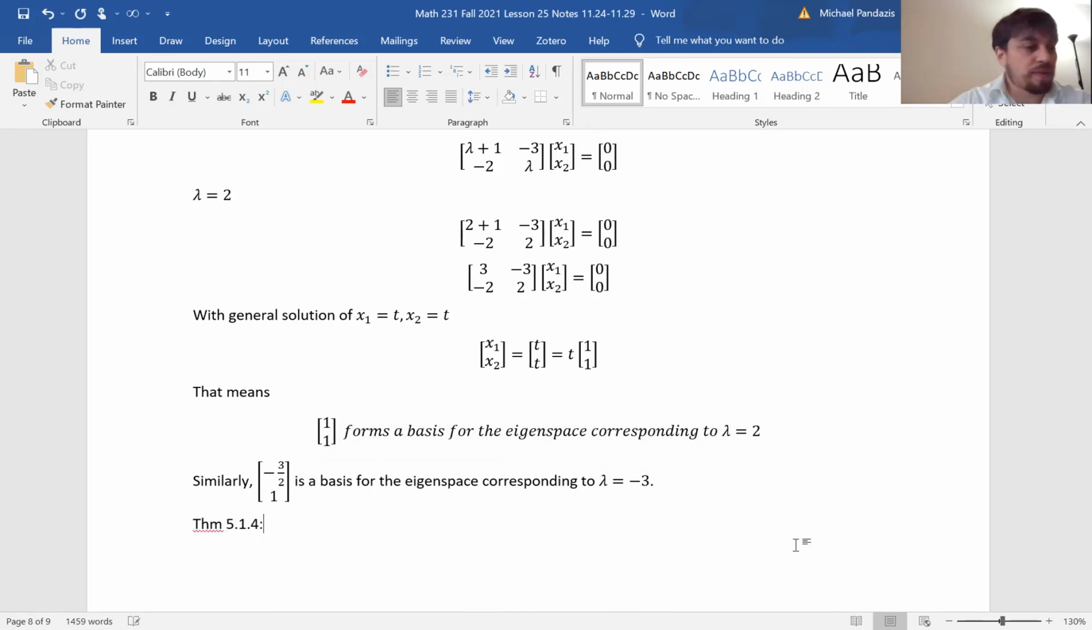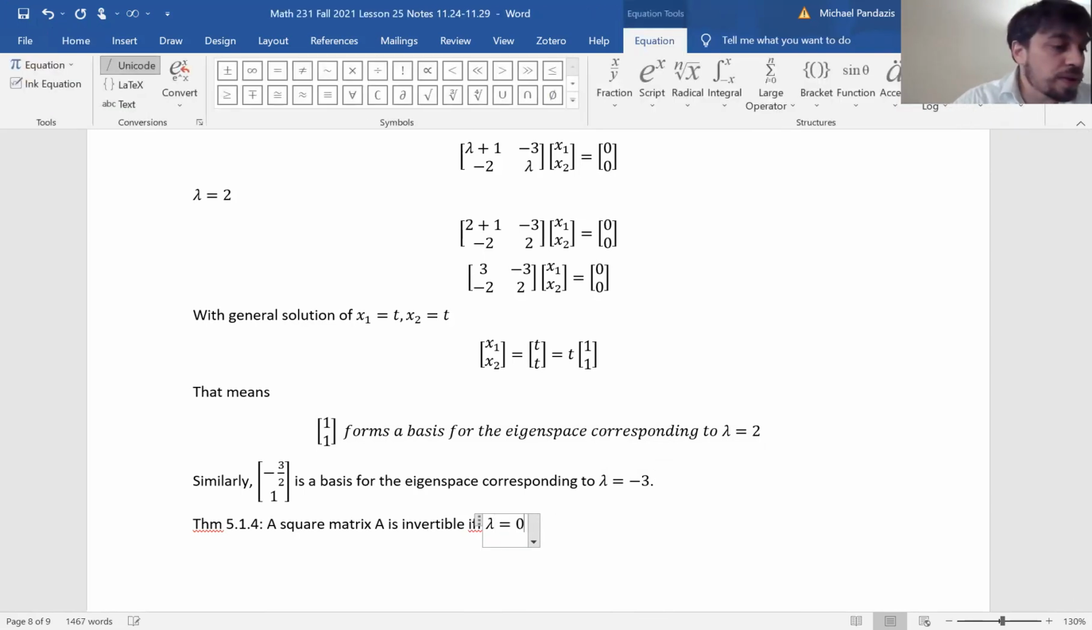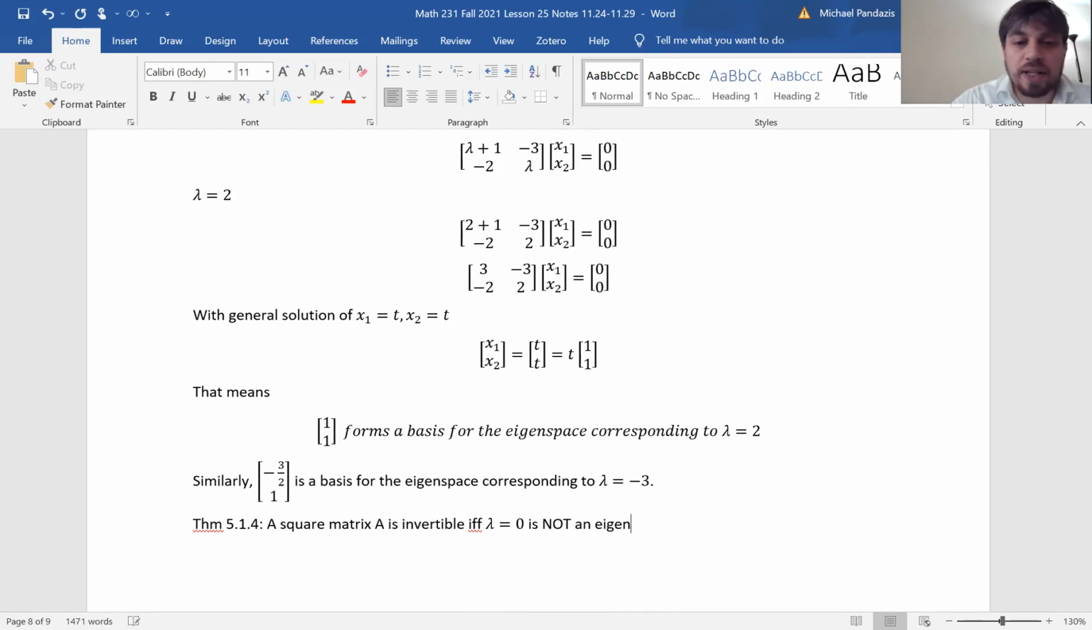Theorem 5.1.4: a square matrix A is invertible if and only if lambda equals 0 is not an eigenvalue of A. And theorem 5.1.5, heading to the equivalent statements theorem.